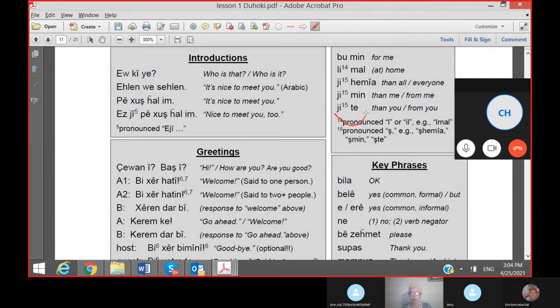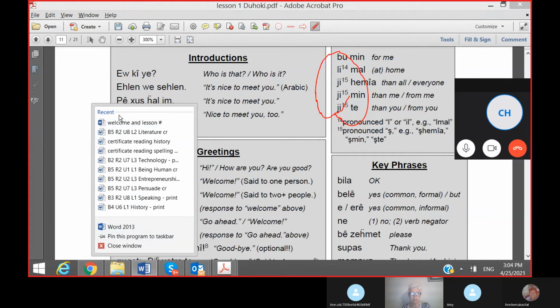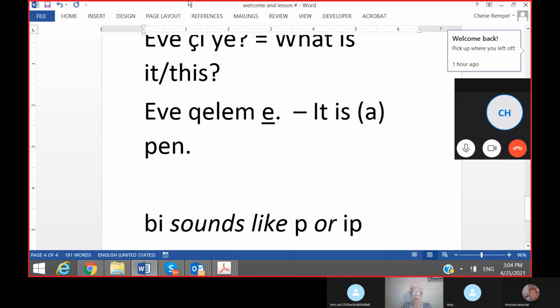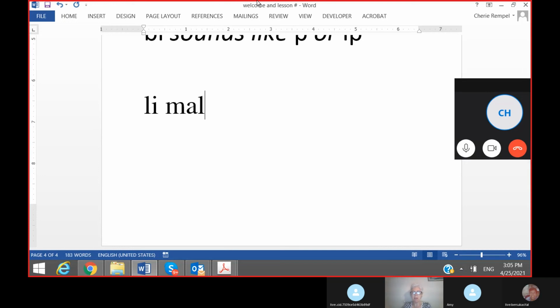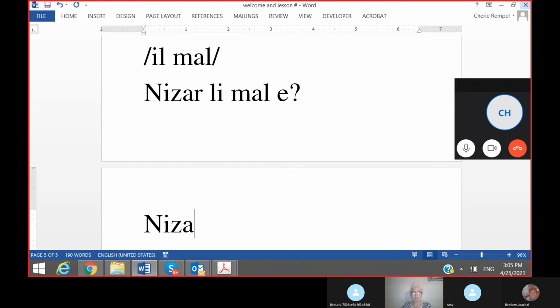The prepositions, we talked about je, l is the same thing. A lot of times it's not going to be pronounced l, it's going to be pronounced o. So instead of saying le mall, the way it looks, it's going to sound like o. For example, Nazar le mall is Nazar home. It's going to sound like Nazar el Mala, el mal Nazar el Mala. That's what it's going to sound like.